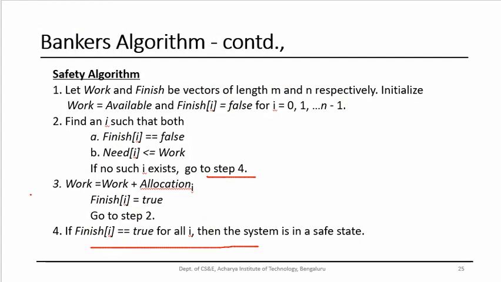Now next let us go to the resource allocation algorithm, which makes use of this safety algorithm to check whether the system is in a safe state or not, by pretending as if it has granted the request of a process.